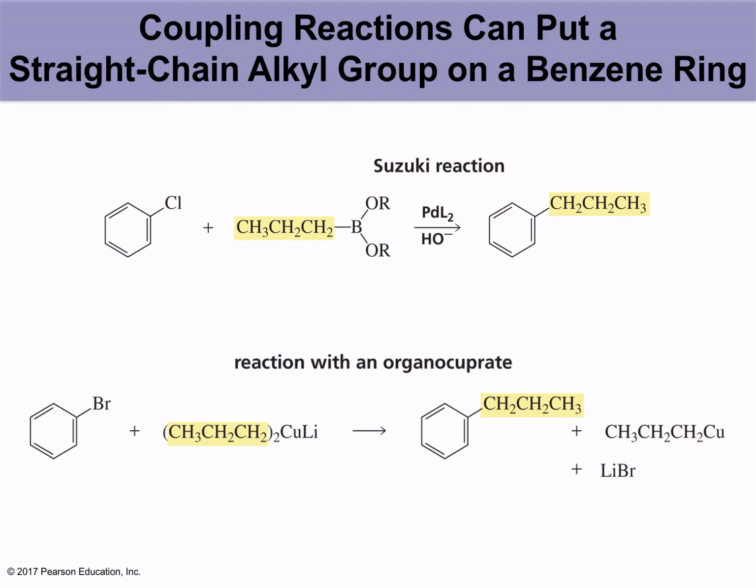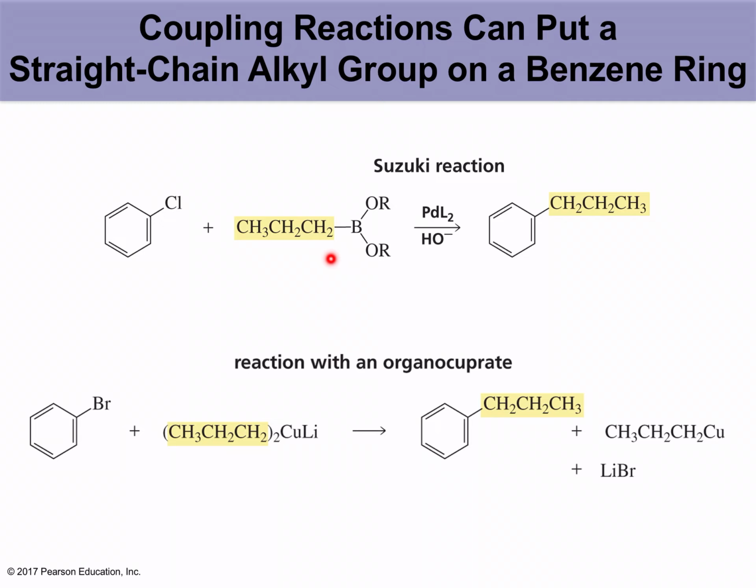Coupling reactions can put a straight chain alkyl group on a benzene ring. Now we know that there is a challenge to put a straight chain alkyl group on the benzene due to rearrangement. Another way we can achieve that is using a coupling reaction. Coupling reactions are normally studied under organometallic compounds. Remember, we learned about the organocuprates, which is also a kind of coupling reaction.